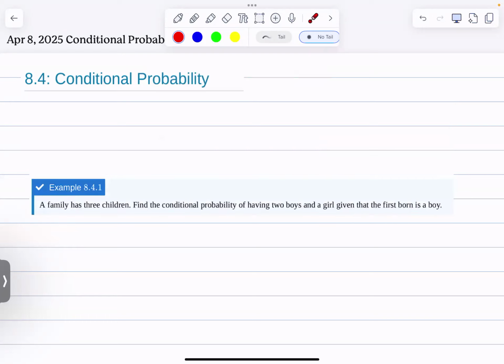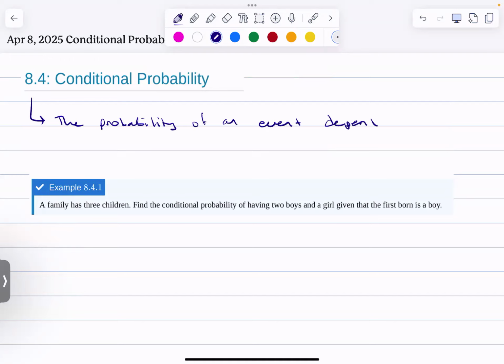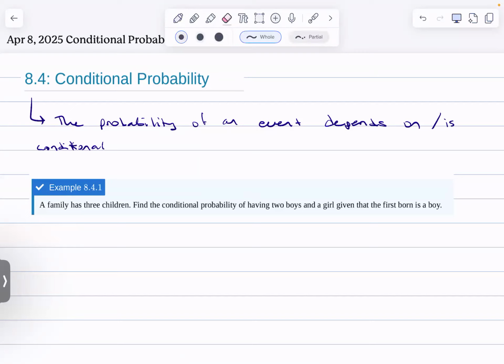And so that's what we call conditional probability. The probability changes depending on or conditional on other events. So maybe let's write that down. The probability of an event depends on, or is conditional on, just to use the same terminology, although we're going to use dependent, independent in the next section, and so kind of worth noting. I'll clean this up. We're conditional on a previous event.